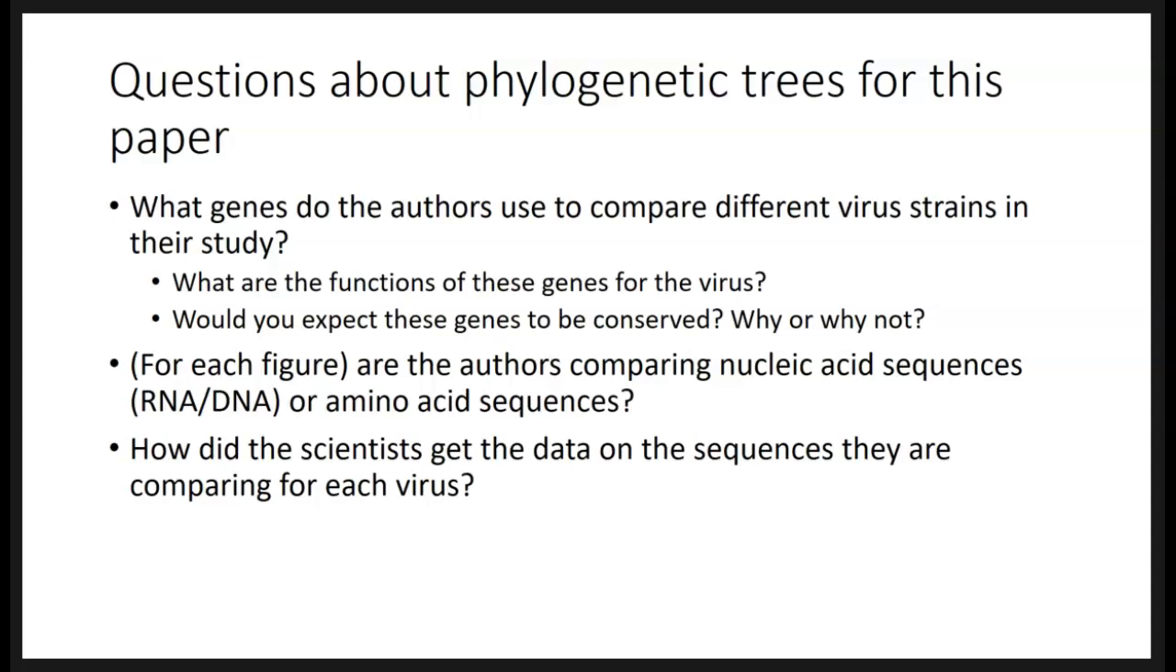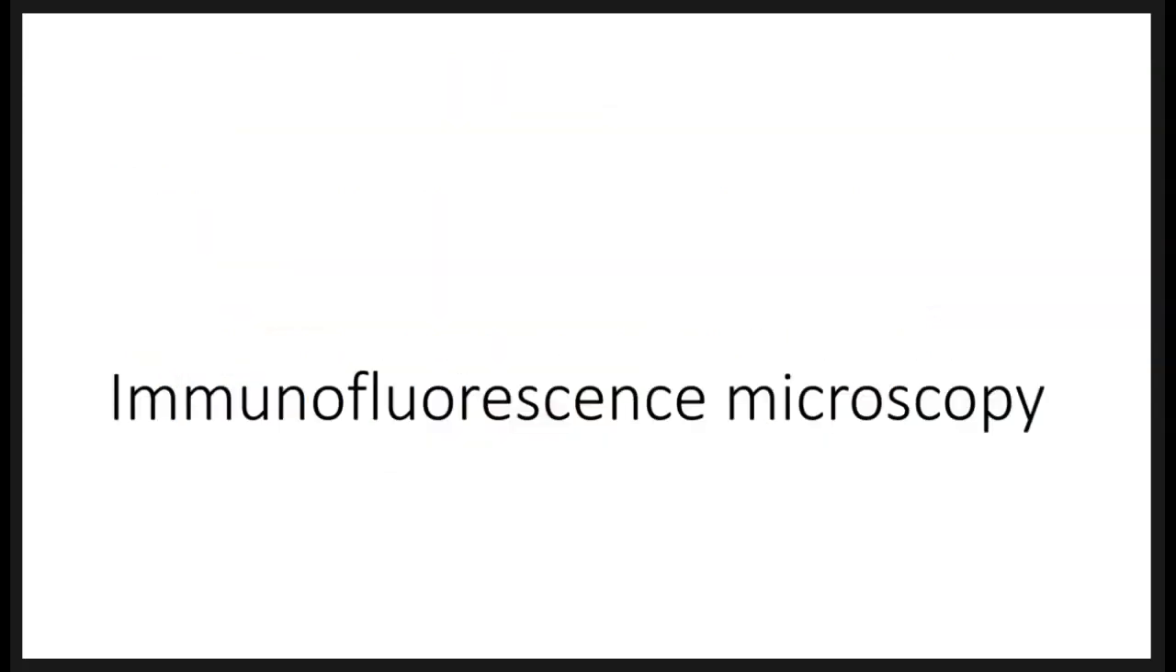For each figure where the authors compare the nucleic acid or amino acid sequences, make sure you know whether they're comparing a nucleic acid sequence, RNA or DNA, or an amino acid sequence. Then, how did the scientists get the data on the sequences that they are comparing for each virus? The last thing you'll want to know in reading this paper is a technique called immunofluorescence microscopy. So this is the basis of a number of important experiments that they show in the paper.